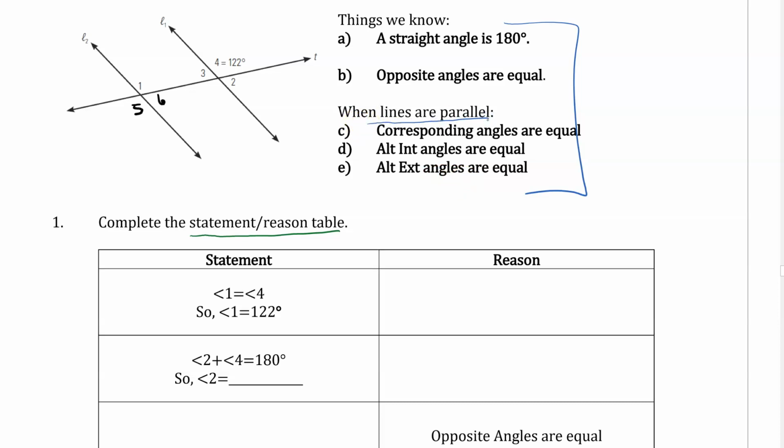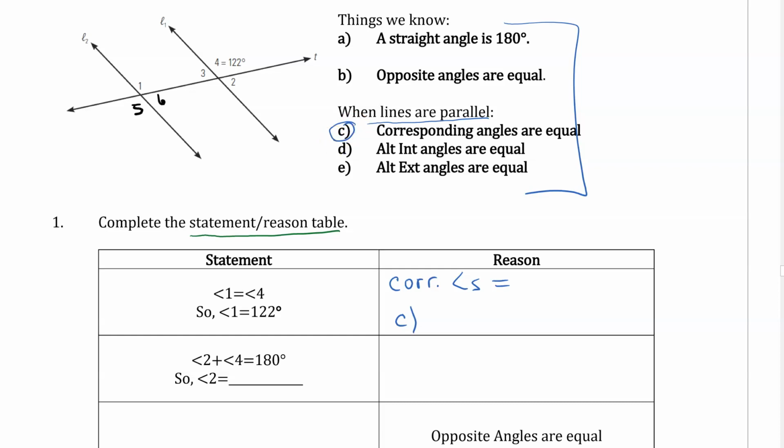So angle 1 and angle 4, it seems to me, are corresponding angles. So my reason here, I could write it out. I could write corresponding, maybe I'll just write "corr" for corresponding angles. Angles are equal. I could just say equal. There's a really short form. Because I wrote that list and I put letters beside it, you could use C as well, because here it is for C. Corresponding angles are equal.